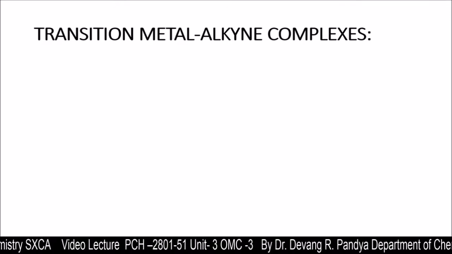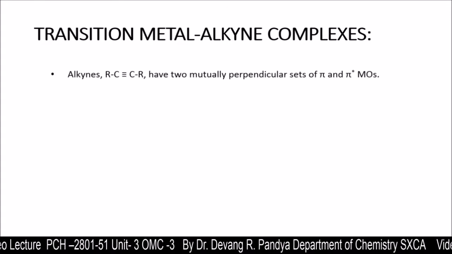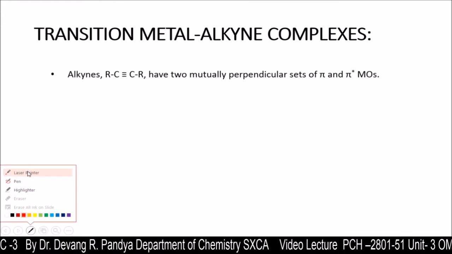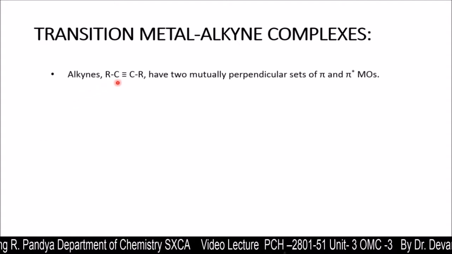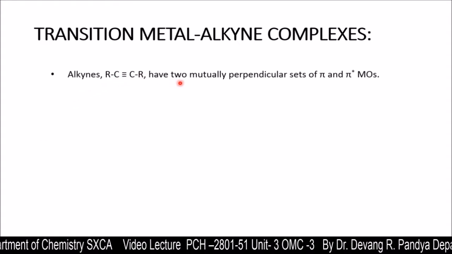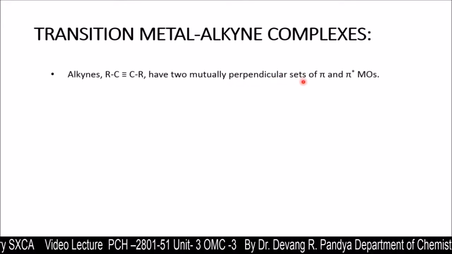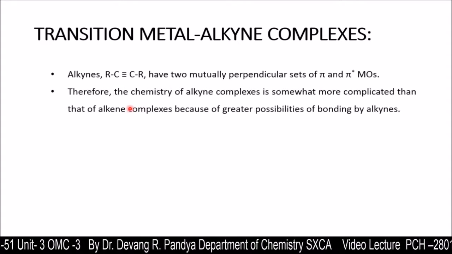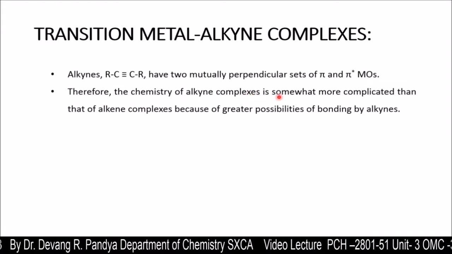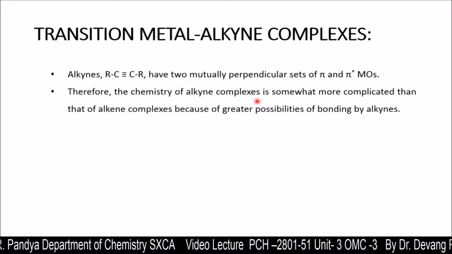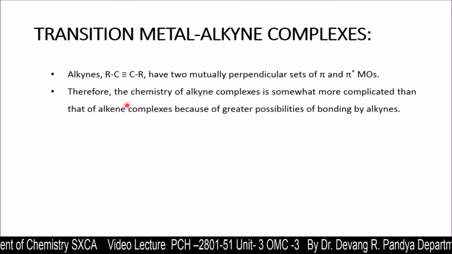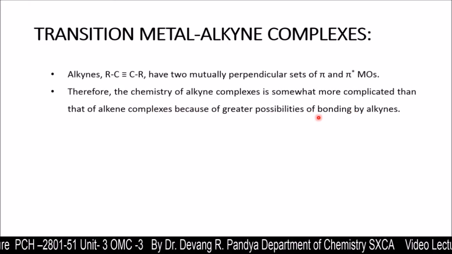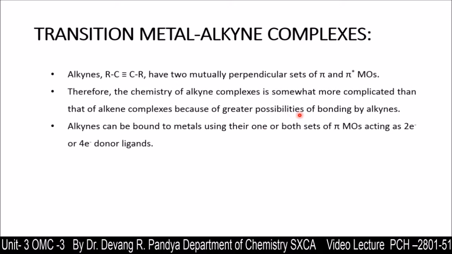Transition metal alkyne complexes. Here you can see alkyne complexes in which acetylene would be the ligand, alkyne, that is R, C, triple bond, R, have two mutually perpendicular sets of pi and pi star molecular orbitals. Therefore, the chemistry of alkyne complexes is somewhat more complicated compared with metal alkene complexes because of a greater possibility of bonding by alkyne ligands.